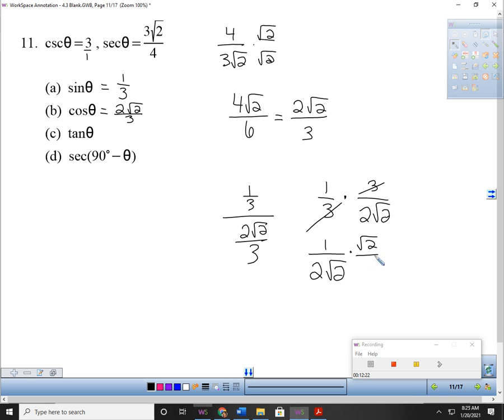I'm going to multiply by the square root of 2, and I get the square root of 2 over square root of 2 times square root of 2, which is 2 times 2, which is 4, so square root of 2 over 4.